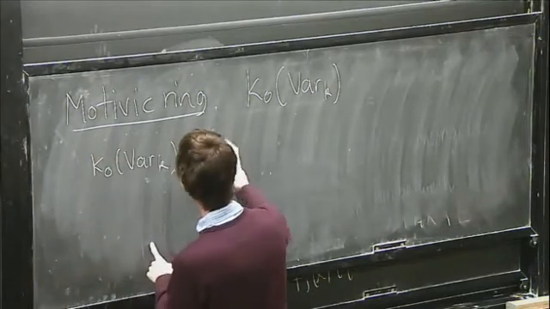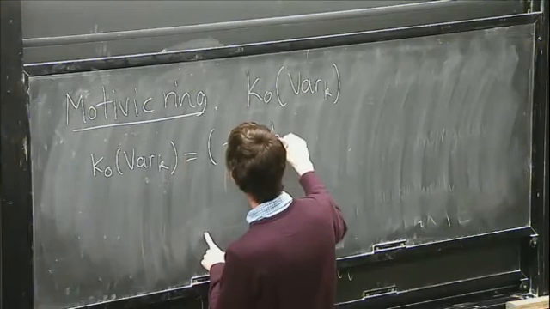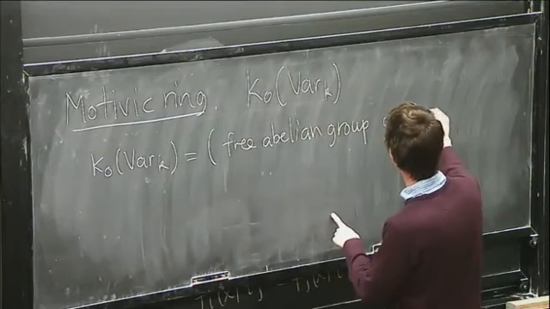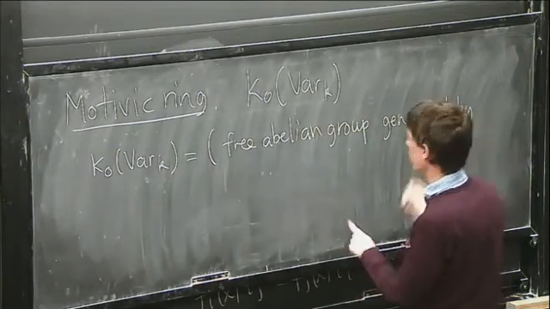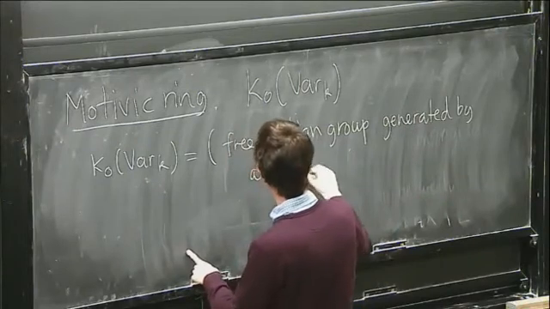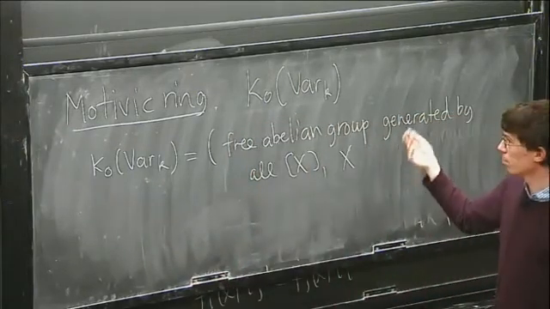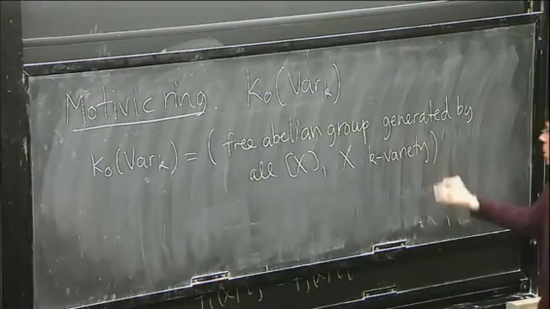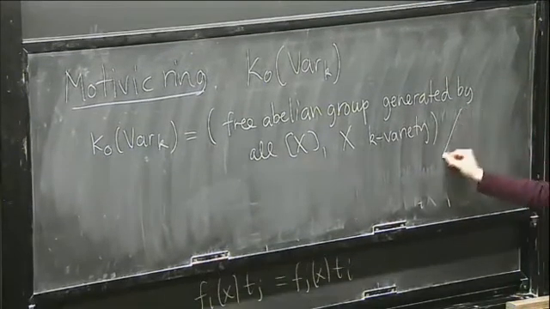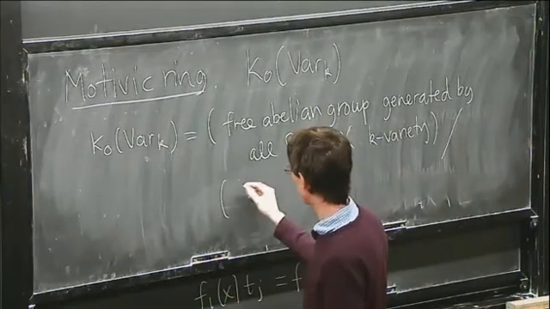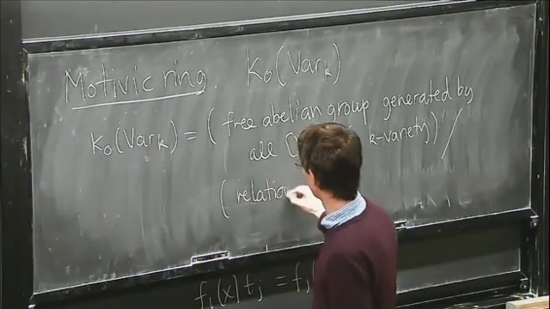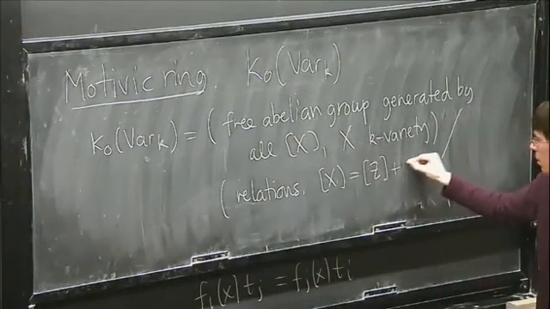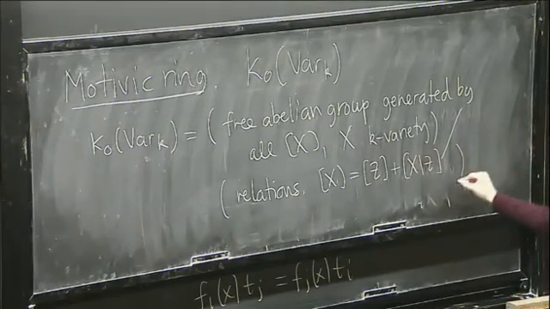So this is just a quotient like this. You take the free abelian group generated by classes of x, where x is, say, a k-variety. Let's not be too precise about exactly what. And then this is modulo the following relations, the relations that identify X with a closed subvariety plus its complement.